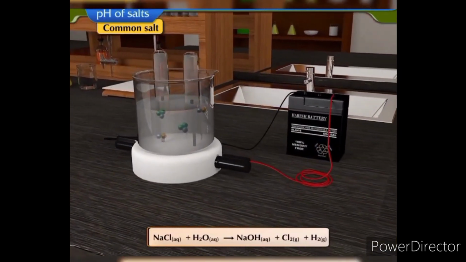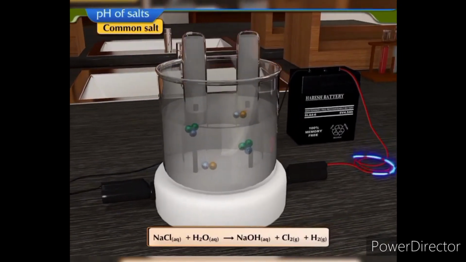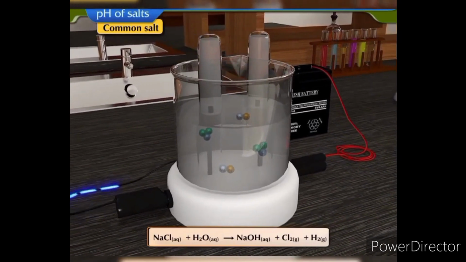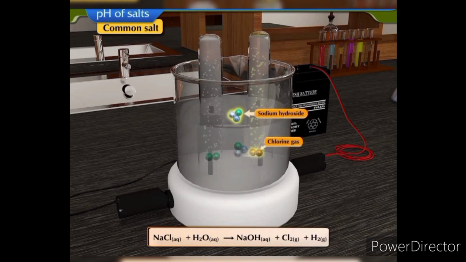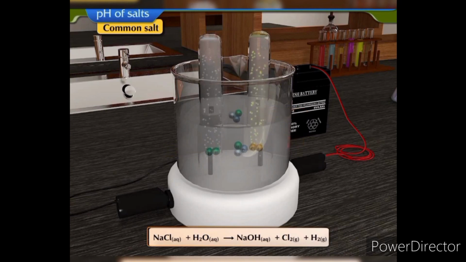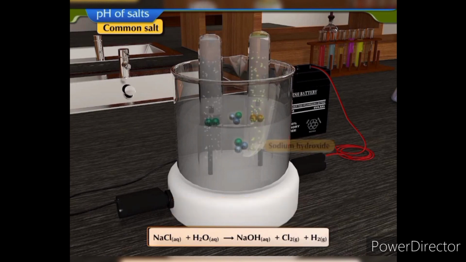What will happen if electricity is passed through a solution of sodium chloride? If electricity is passed through sodium chloride solution, also called brine, it decomposes to form sodium hydroxide, chlorine gas and hydrogen gas. This shows that sodium chloride solution can conduct electricity. This process is called electrolysis of sodium chloride solution. Sodium hydroxide, chlorine gas and hydrogen gas are important chemicals that we can obtain from sodium chloride.